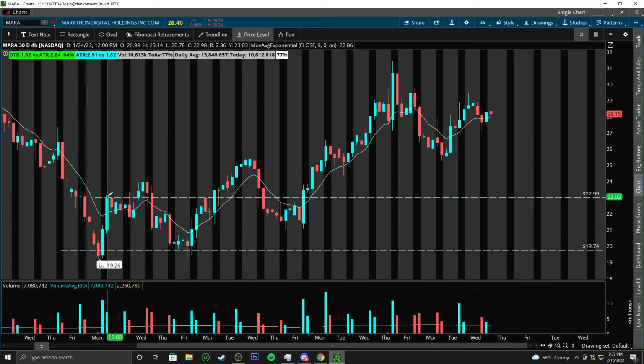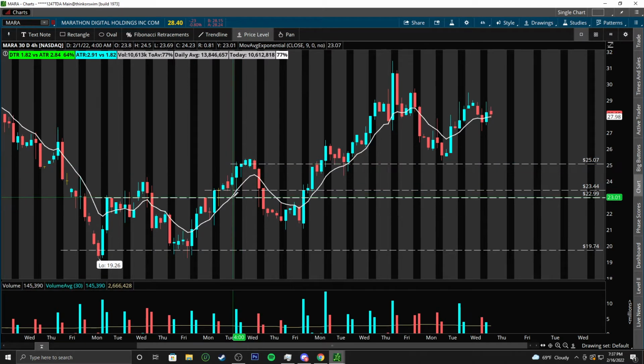And again, I'm marking the tops of my days, the meat of the close. You don't really see me draw wicks a whole lot. The only time I ever touch a wick is sometimes I'll draw it with the trend line. Most of the time when I'm drawing flat levels like this, I'm not grabbing wicks. I'm mostly grabbing the meat because that's the close. That's where the buyer actually stopped before the day's trading stopped. So that's where I like to grab it.